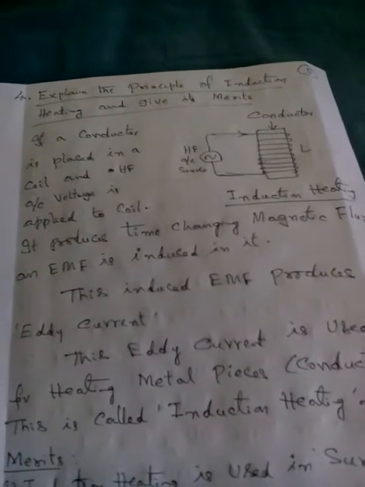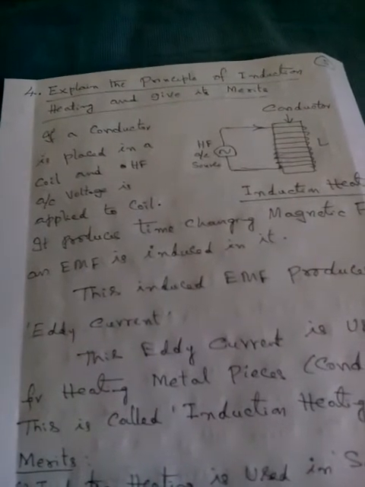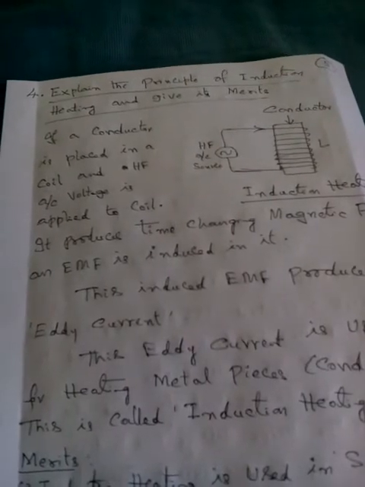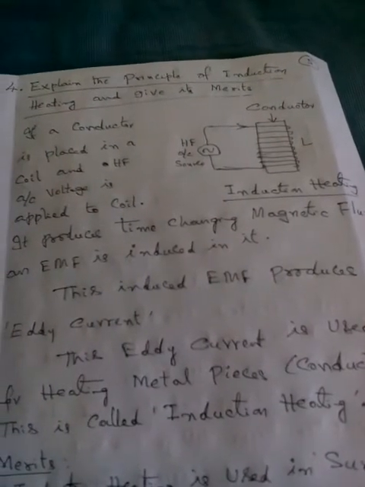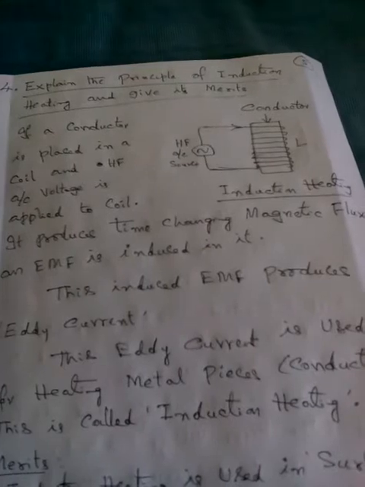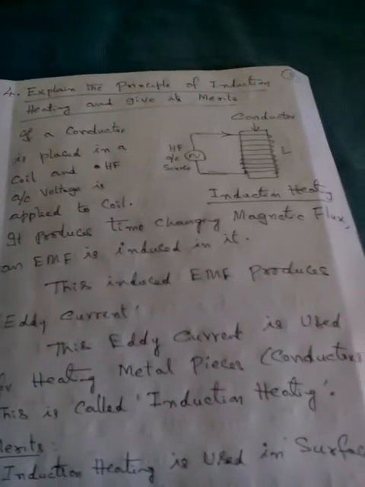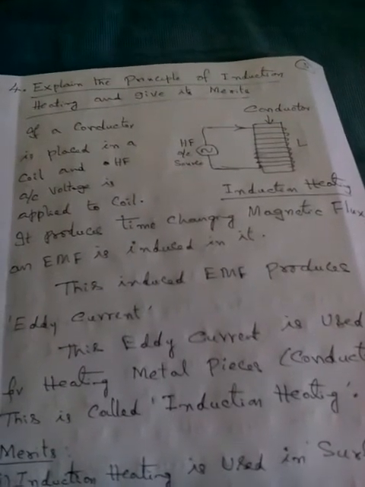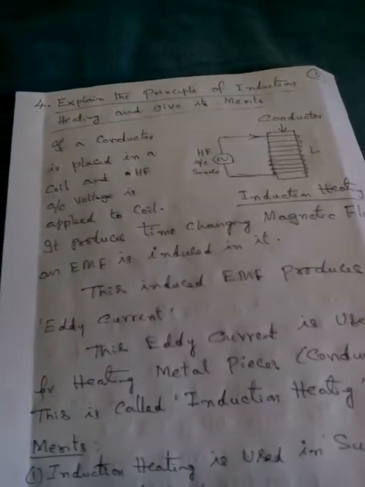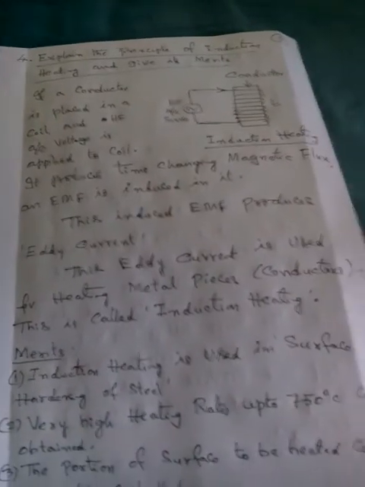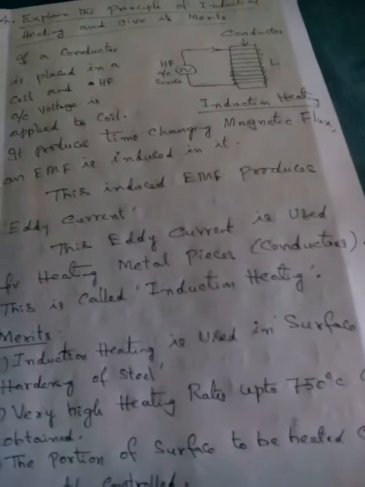I'll repeat again. If a conductor is placed in a coil and high frequency AC voltage is applied to the coil, it produces time changing magnetic flux and an EMF is induced in it. This induced EMF produces eddy current. This eddy current is used for heating metal pieces, that is conductors. This is called induction heating. What are the merits of induction heating? Induction heating is used mainly in surface hardening of steel.